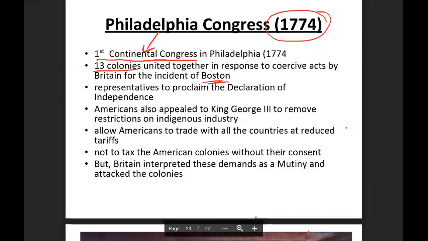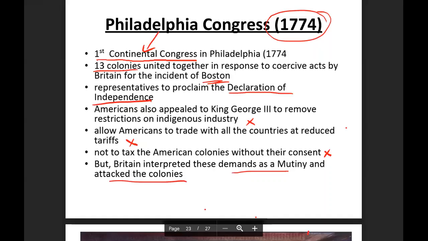The representatives said that we are declaring independence, these 13 colonies together. Americans also appealed to King George III to remove restrictions on indigenous industry, but he did not agree. They demanded many things from the king, but nothing was agreed. To allow Americans to trade with all the countries at a reduced tariff, that was also not agreed. Not to tax the American colonies without their consent, no taxation without representation, that was also not agreed. The Crown instead thought of these demands as a mutiny and attacked the colonies.